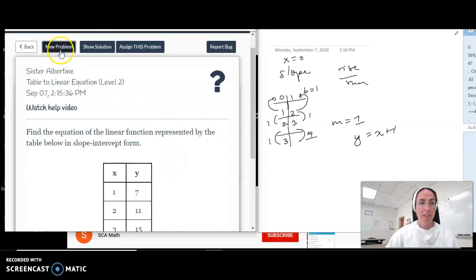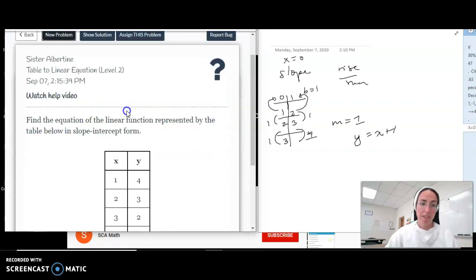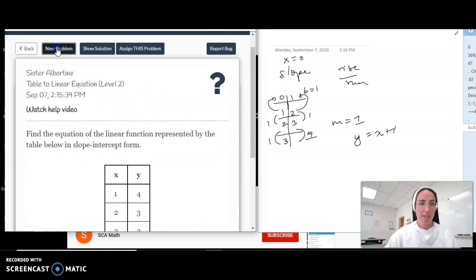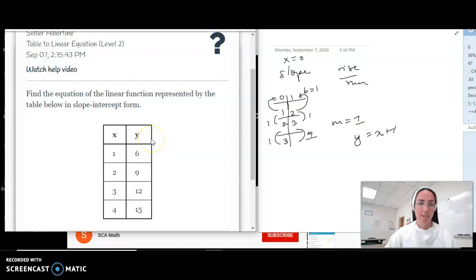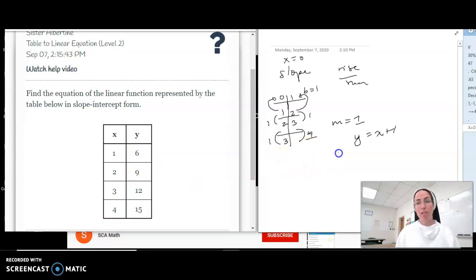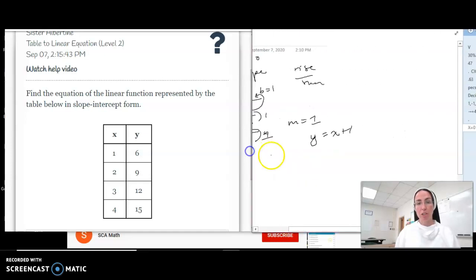Okay, let's find a harder problem. For this one, x is going up by 1 each time, but y is going up by 3 each time. At this point, you might be familiar enough to just say, well, if it goes up by 3 and x is only going up by 1, that means my slope is 3, and you'd be correct.